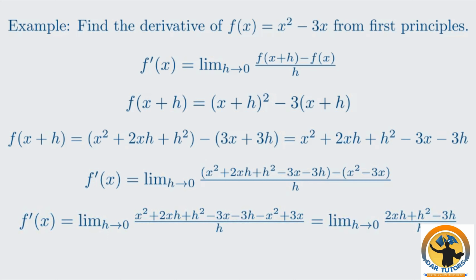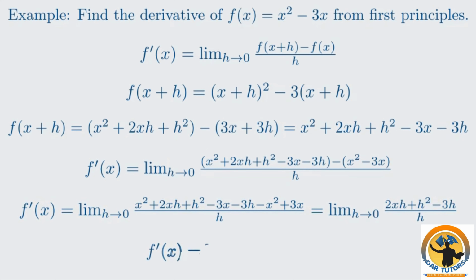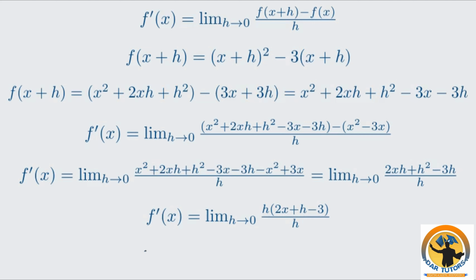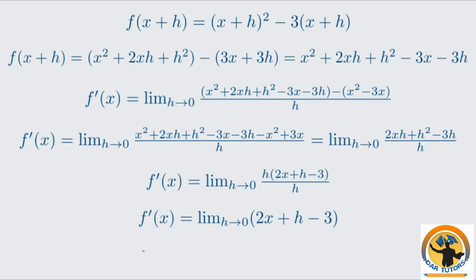As before, we can factor out an h from the numerator. This gives us the limit as h approaches 0 of h times the quantity 2x plus h minus 3, all over h. We can cancel the h terms. We are left with the limit as h approaches 0 of 2x plus h minus 3. Finally, we evaluate the limit by setting h to 0. This gives us 2x plus 0 minus 3, which is 2x minus 3.